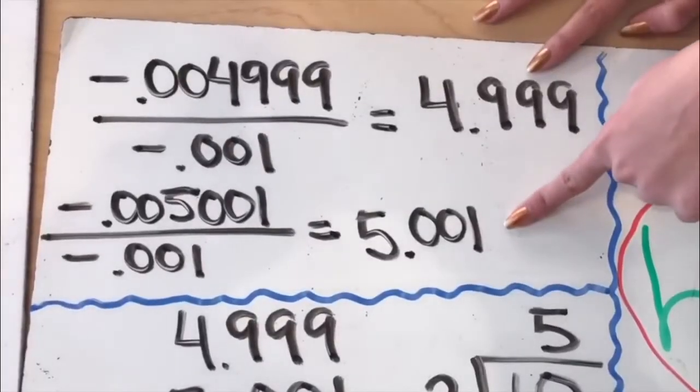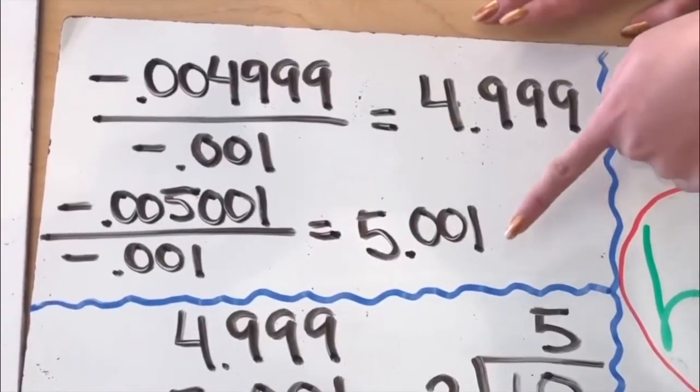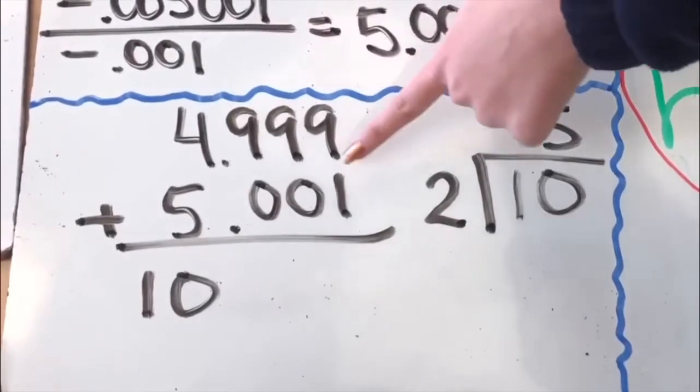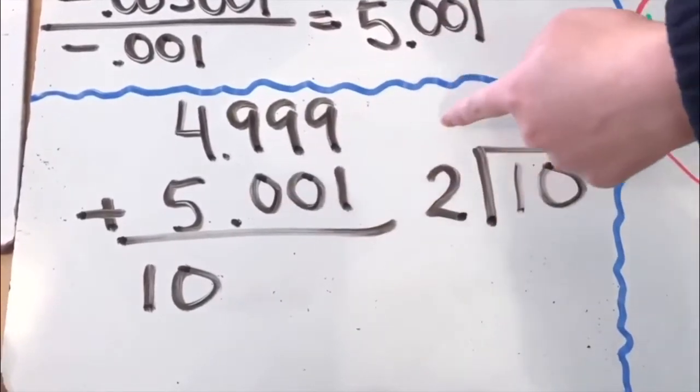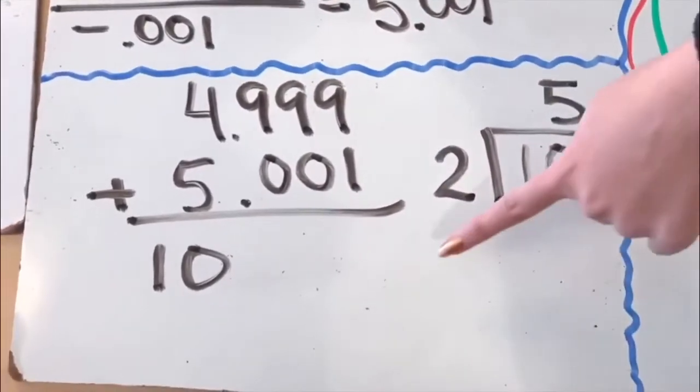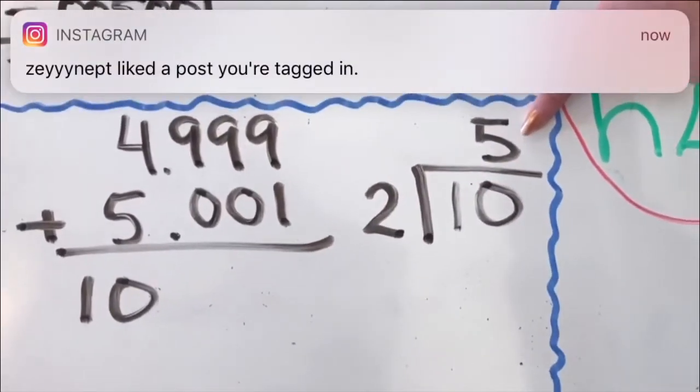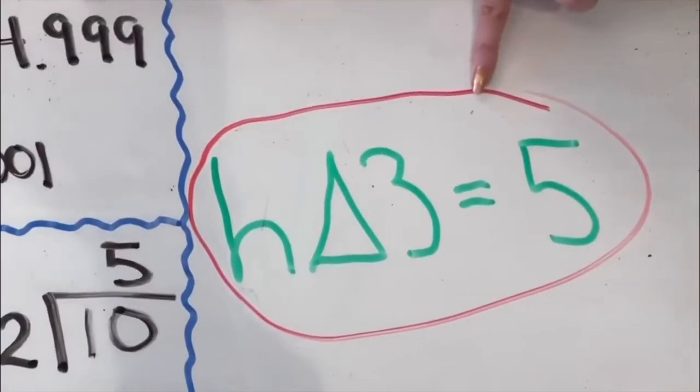And based on these numbers, you have to find the average. So 4.999 plus 5.001, that'll get you 10, divided by 2, which will get you 5, and that's the derivative of that point.